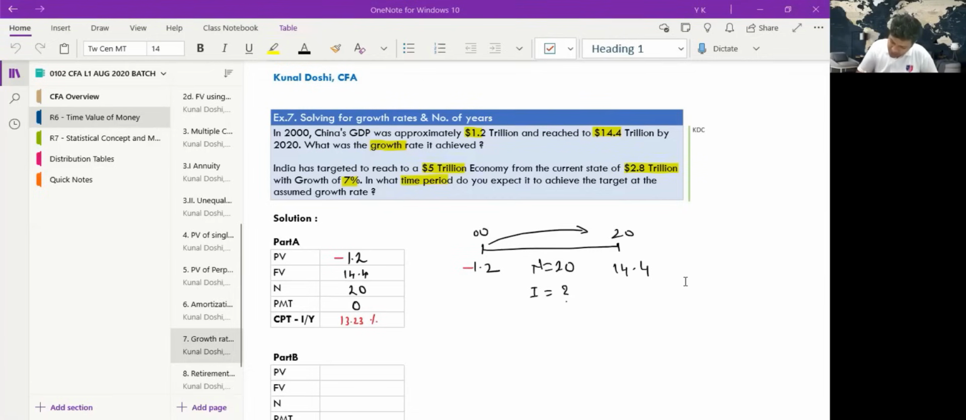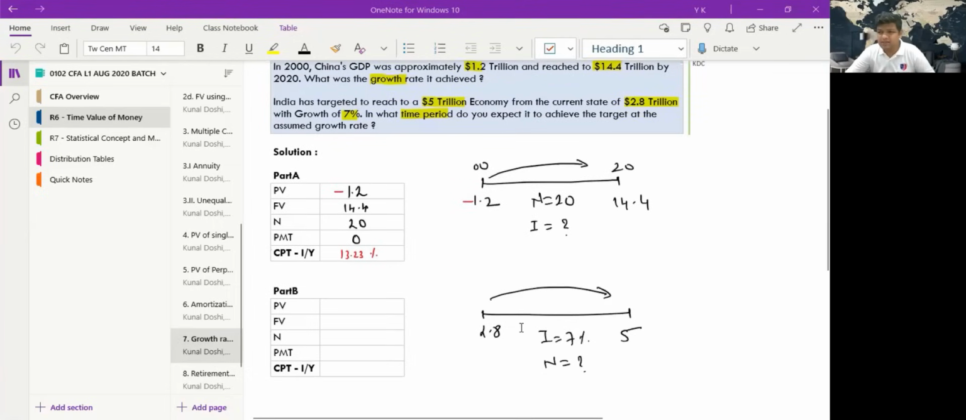So currently, what is the scenario, guys? What is the GDP right now? Our GDP right now is $2.8 trillion, and we are expecting to reach $5 trillion. The growth rate here is 7% assumed. And what are we looking for? N. Am I correct, everyone? Right? So, anything that I need to change in the timeline or in the numbers?